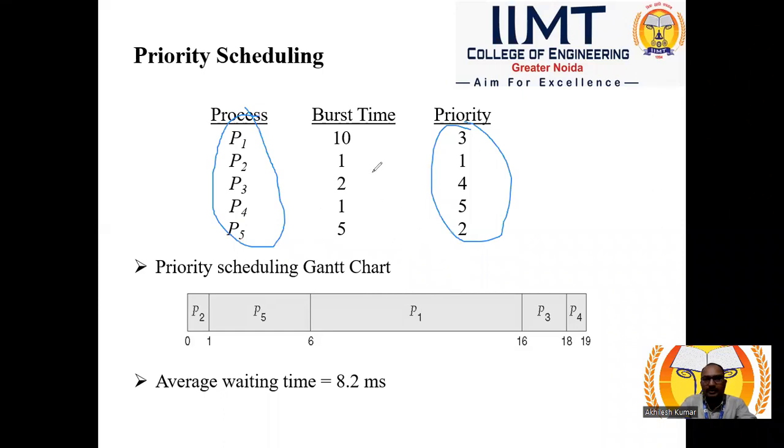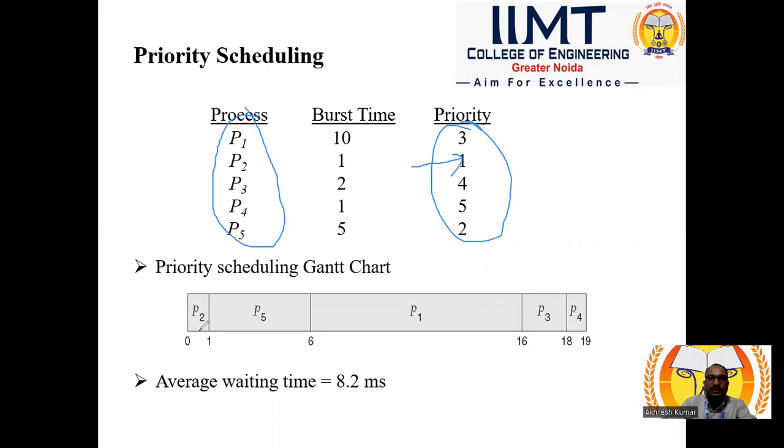Here arrival time is not given, so we take that each process arrives in the ready queue at time t equal to 0 milliseconds. Now all the processes are ready for execution, but we take the process which has higher priority first. Process P2 has the smaller value, so process P2 has the higher priority.